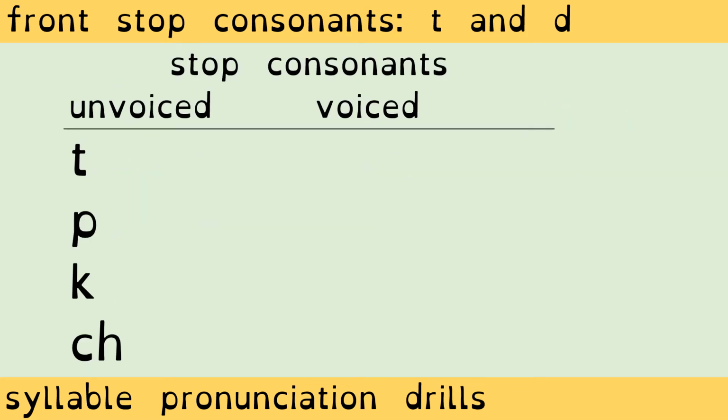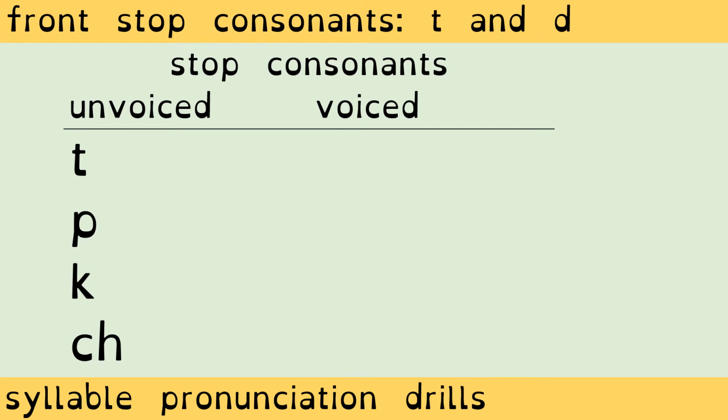First, let me list the unvoiced stop consonants. T, P, K, CH. Right now, you might notice that the 4th on the list, CH, is 2 letters. I know, the CH sound in English doesn't have its own letter. Instead, it has a digraph. That means that 2 letters, C and H, are used to represent 1 sound, CH.